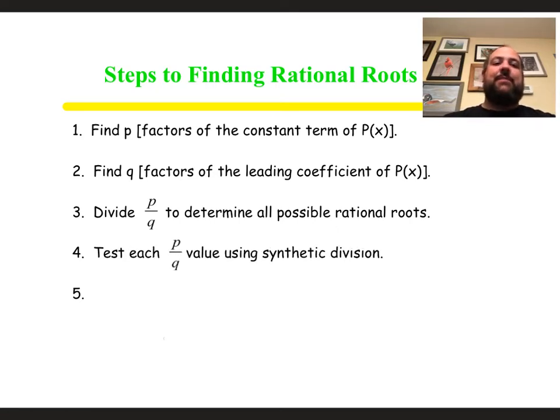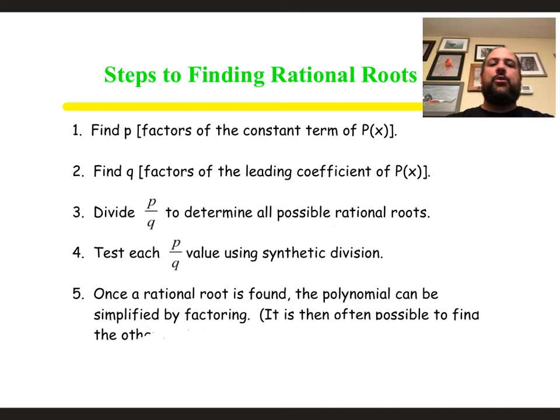We test them using one of the methods we used last week: synthetic division. When we're testing, we're technically using our factor and remainder theorems. We take the synthetic division and see if we end up with 0. If we end up with 0, that means that's our remainder, so yes, it's a factor. The fifth step is, once I've found one of those values to work, the polynomial can often be simplified by factoring. And then that allows us to figure out what the other roots are.